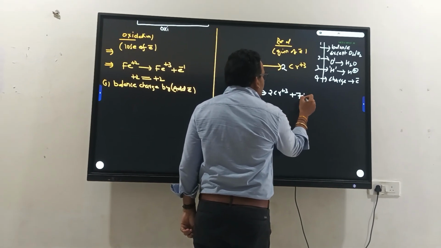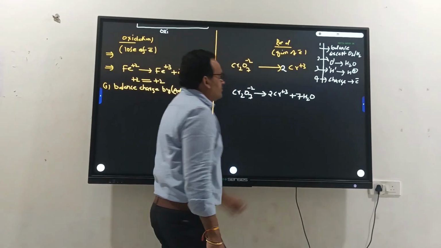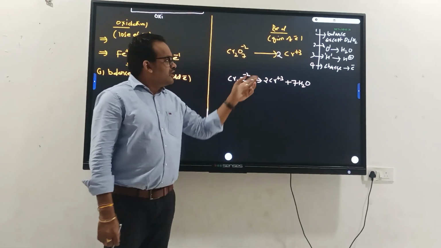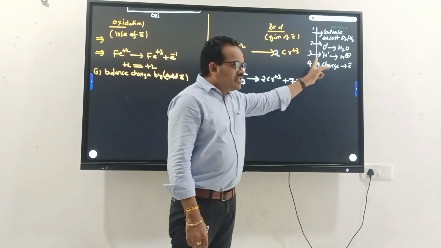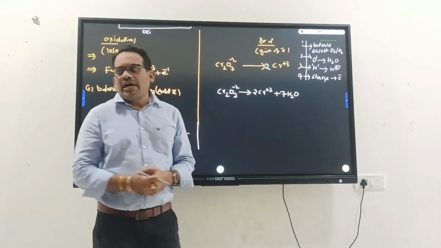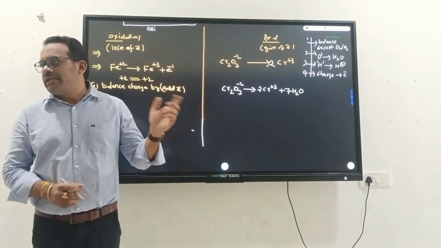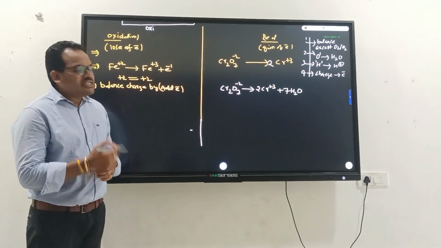Is it clear, children? Now, which one is balanced? Metals are balanced, oxygens also balanced. Now, what is that one, children? Hydrogens you have to balance. How will you balance the hydrogen, children? Hydrogens are balanced by H plus ions. So, how many H plus ions required, children?